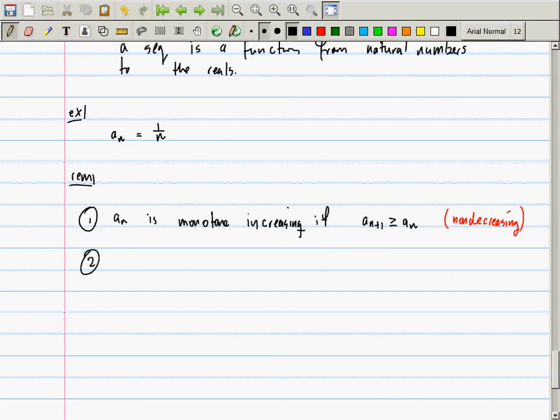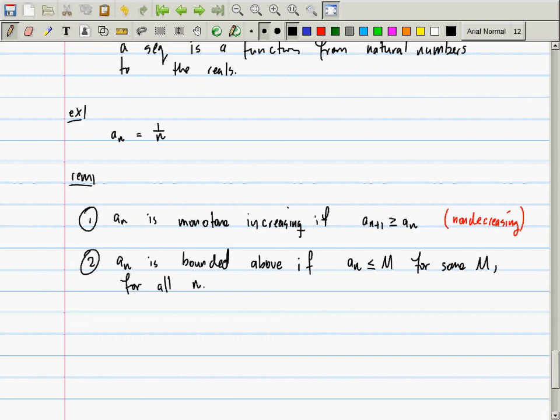So what's another adjective that's very important about sequences, especially when it's paired with monotonicity? What was it? Bounded, right? Bounded. Okay, so a_n is bounded above if a_n is less than or equal to M for some M and for all n. Okay, so bounded above. So now let's take these two examples.